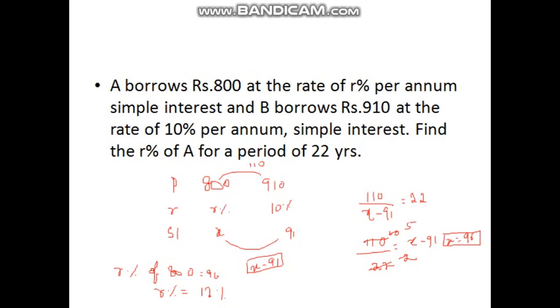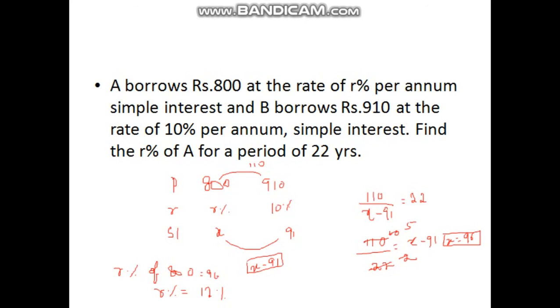As we know, the number of years is found as principal difference divided by simple interest difference. Here we know the number of years, so write it as 22. So 110 divided by X minus 91 is equal to 22. Now take the 22 down and X minus 91 to the right-hand side. So 110 divided by 22 is equal to X minus 91. So cancel, and you will finally find the X value as 96.